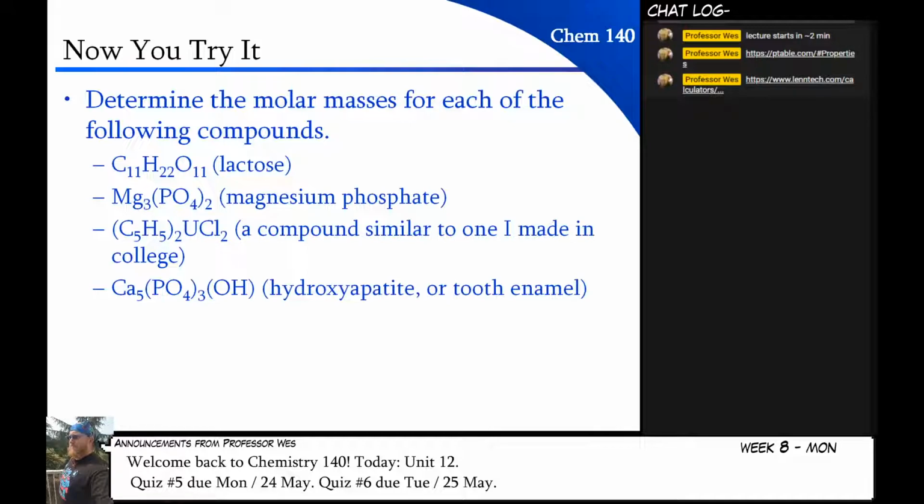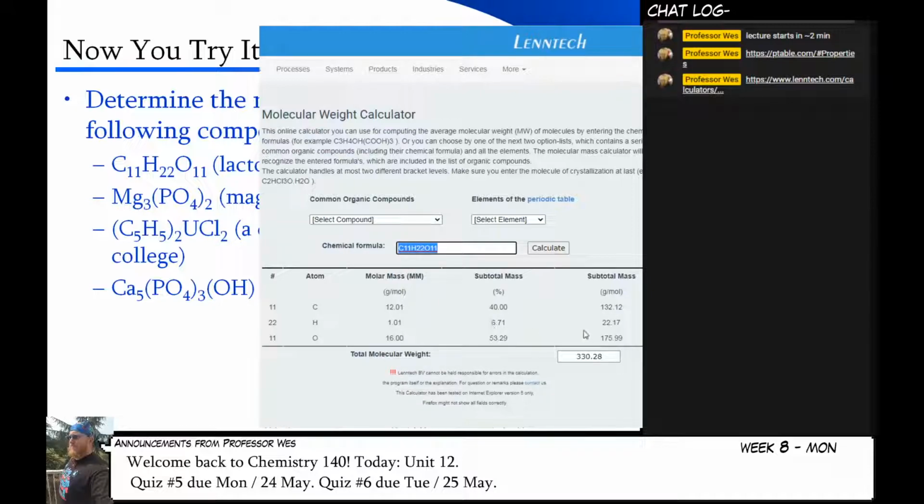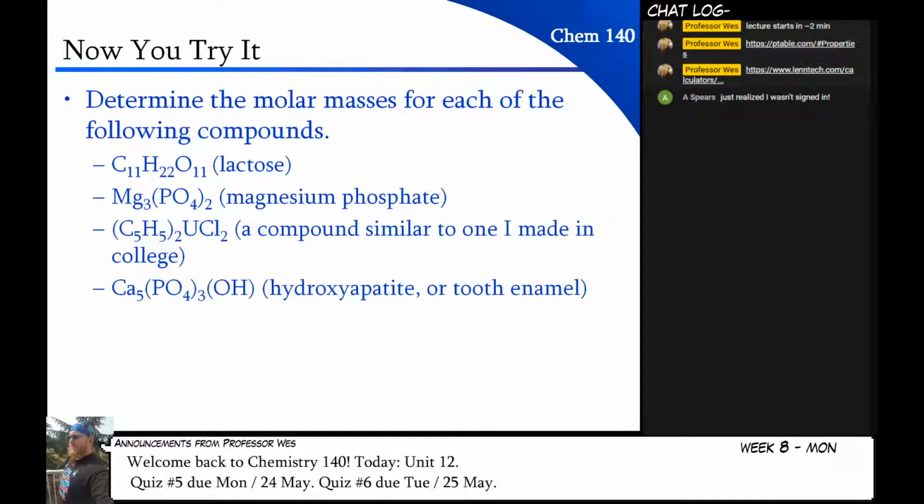Because if we're going to be using these giant substances in calculations, you're not going to want to add 11 carbons and 22 hydrogens and 11 oxygens in there. So if we go to lactose here, C11H22O11, then its mass in grams per mole, and you can see that it's been using that unit the whole time, is 330.28 grams per mole. And you can do that for all these other substances too. That's not difficult to do.